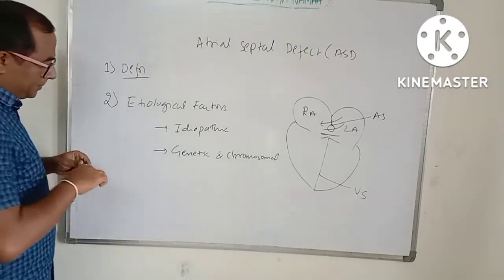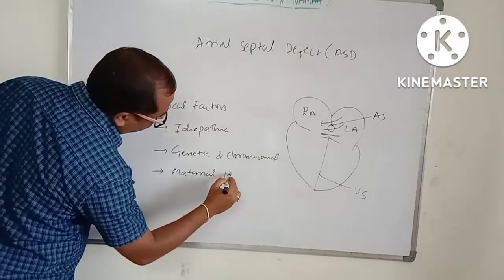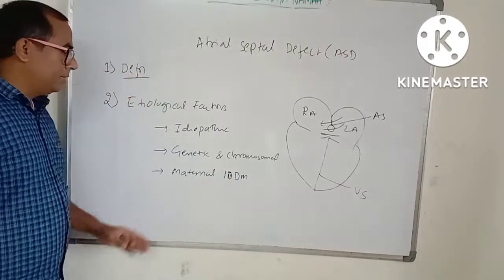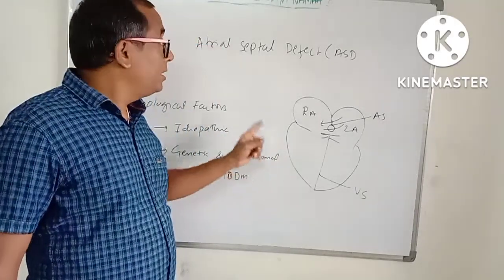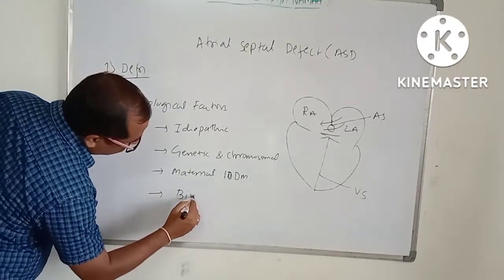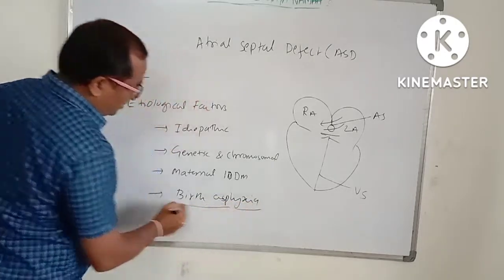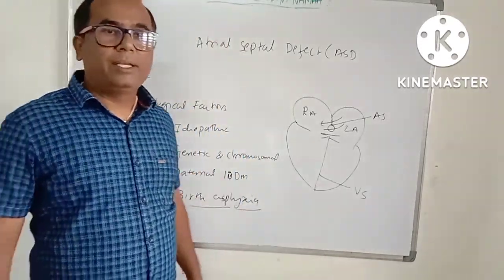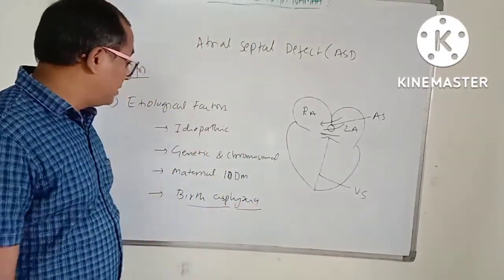Okay, next one is maternal insulin dependent diabetes mellitus. If the mother suffers from insulin dependent diabetes mellitus, there is a chance of development of a fetus with congenital heart disease such as ASD. Next one is birth asphyxia. In the case of difficult labor, when there is no proper supply of oxygen during the delivery of the baby through the birth canal, there is a chance of development of congenital heart diseases.